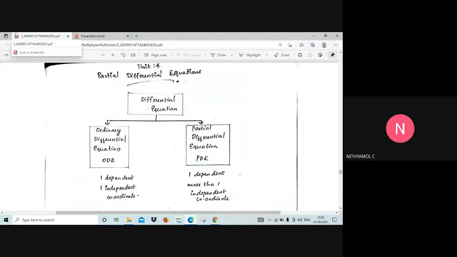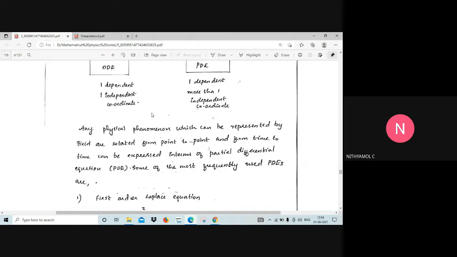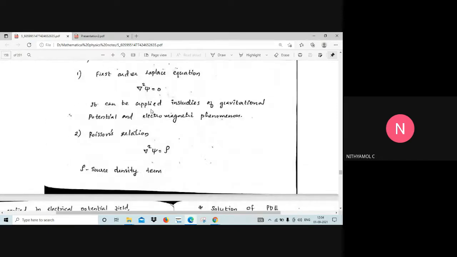Partial differential equation. We know differential equations have two different forms. First is ordinary differential equation, and next is partial differential equation. In case of ordinary differential equation, there is one dependent variable and one independent coordinate. But in case of partial differential equation, there is one dependent coordinate and more than one independent coordinate. These are some examples of partial differential equation.